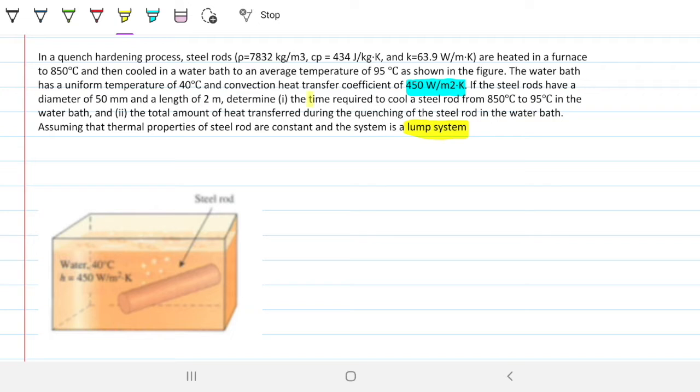Note that we have a new thing here, which is the time component, and we haven't talked about the time component so far. We never really worried about how much time things took. So this is going to be new. The other thing, lump system. Do you recall what a lump system is from your lectures?